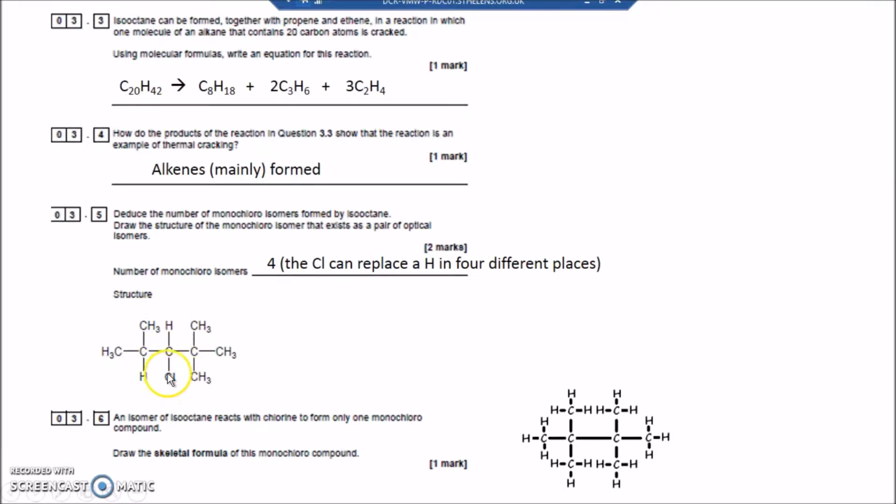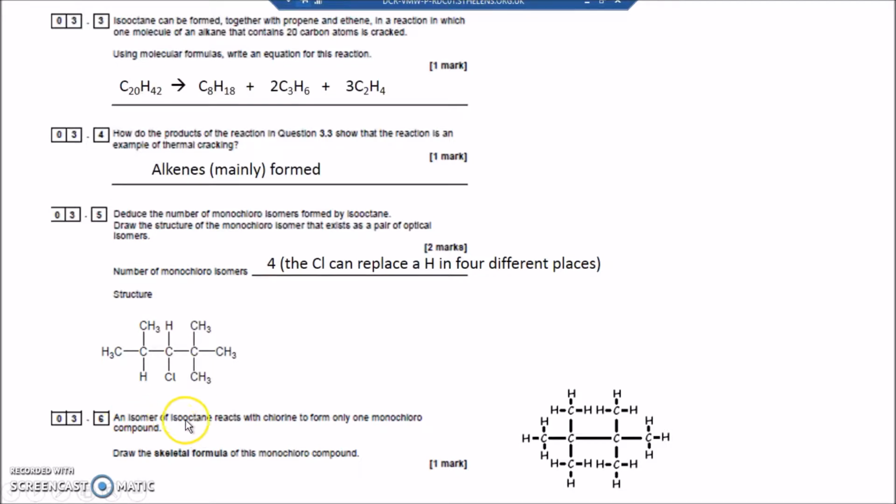So there's only that H there, or that one there. You could have the one above it, both the same. Either one of these H's replaced with a Cl is going to give a pair of optical isomers. So these are going to have enantiomers, mirror images that rotate plane polarized light in opposite directions.